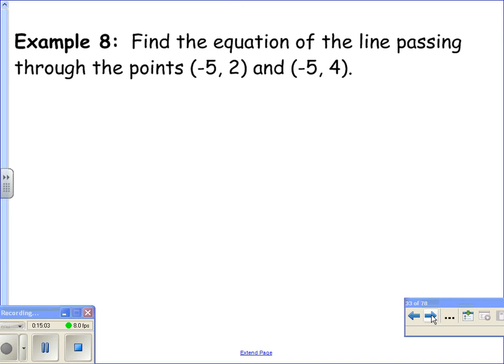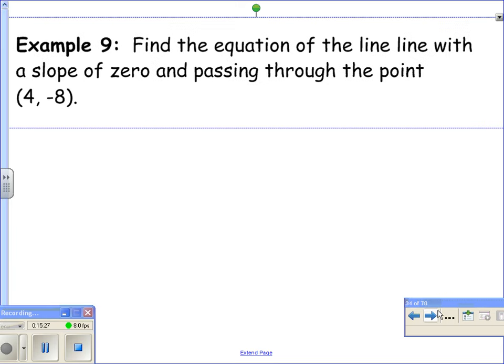But what you want to look for first is, do you have a vertical or horizontal line? And here you notice both of these are -5. So if both of those are -5, then that just means that's your x value, it's -5. They're both the same. The equation of your line is this. That would be a vertical line, and your slope would actually be undefined there.